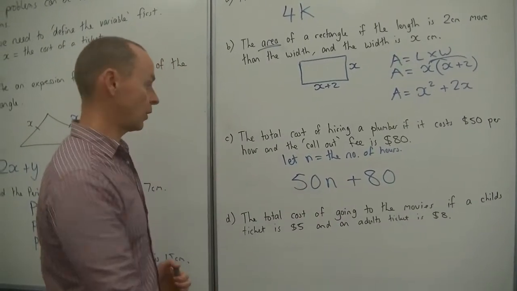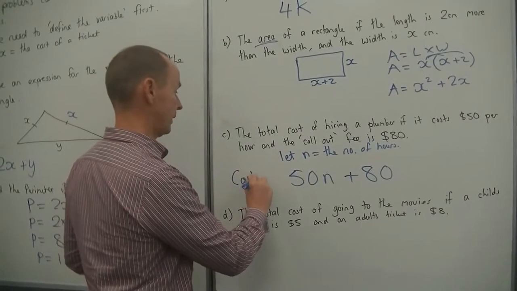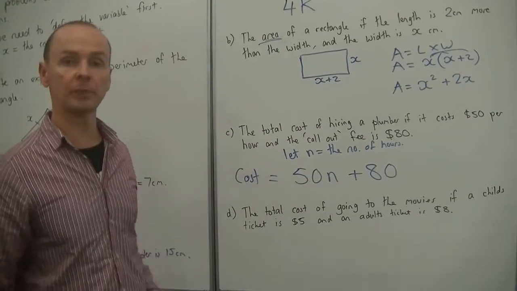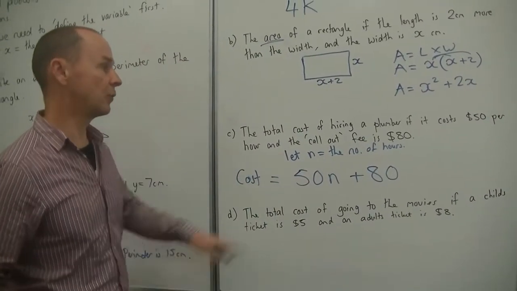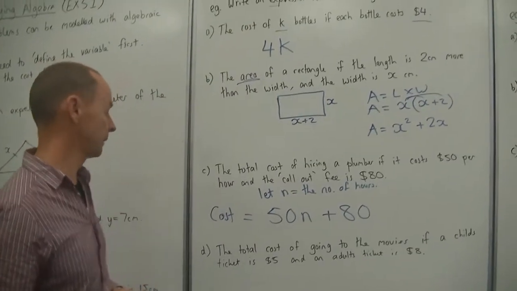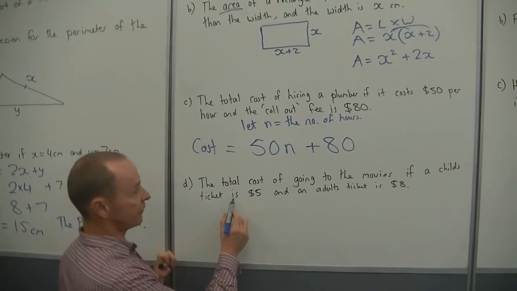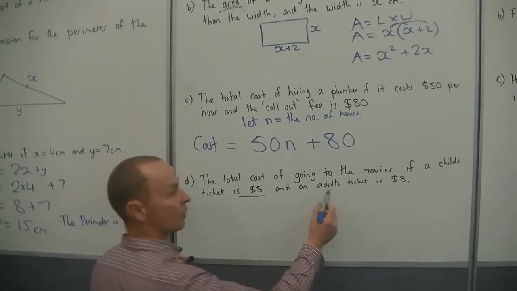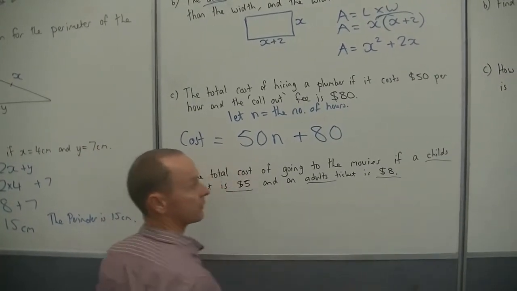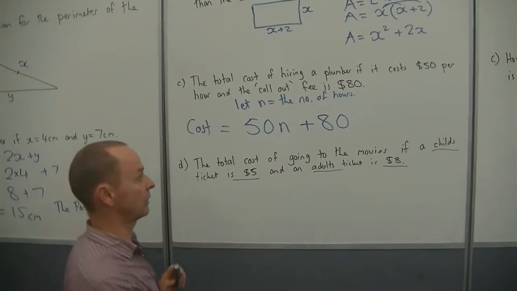50 times n plus 80. And if you wanted that as an equation, you could write cost equals, and now it's an equation. But be careful because here it asks for an expression. And the last one says total cost of going to the movies. If a child's ticket is $5 and an adult's ticket is $8. So they're the important bits of information.